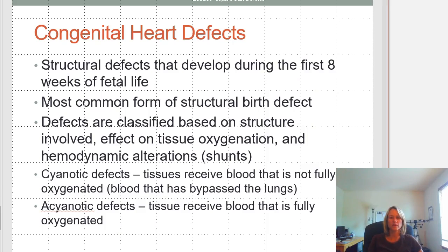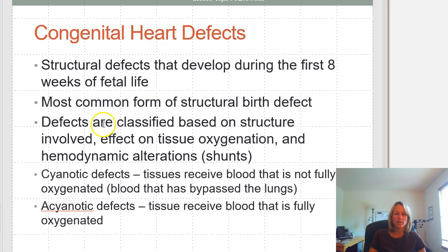Last but not least, we're going to talk about congenital heart defects. These are structural defects that develop during fetal life. They are the most common form of structural birth defects. And these defects can be classified based on tissue oxygenation. Are they cyanotic? The tissues receive blood that's not fully oxygenated, in other words, blood that has bypassed the lung. Or acyanotic defects. The tissue receives blood that is fully oxygenated, but maybe it's not getting as much blood because there's a defect.